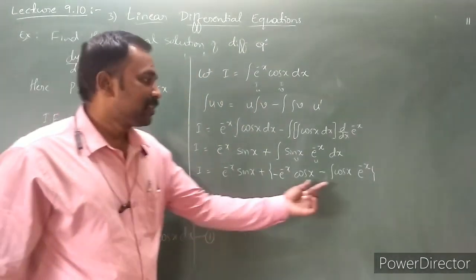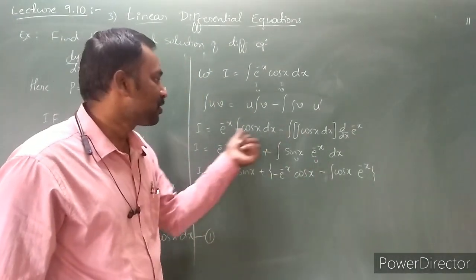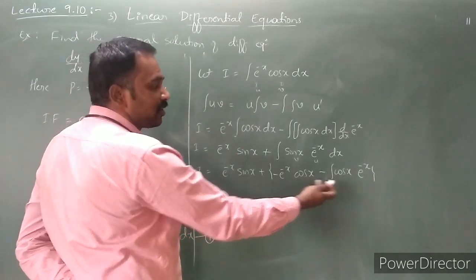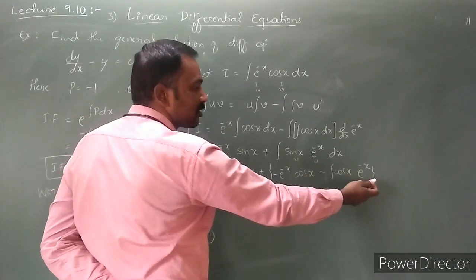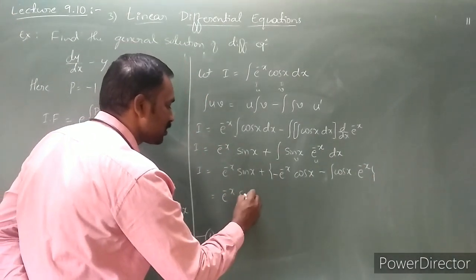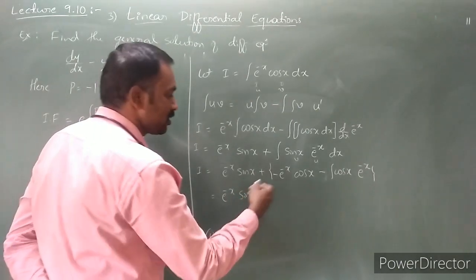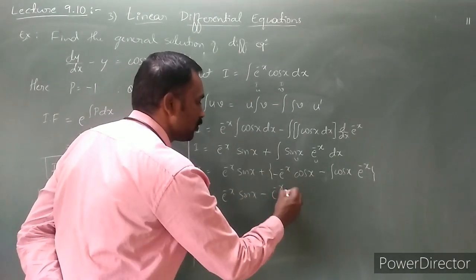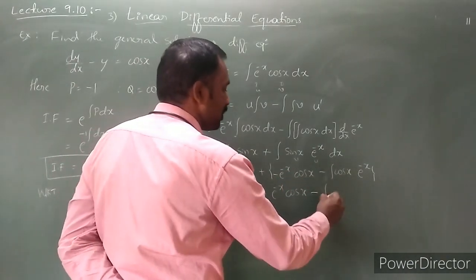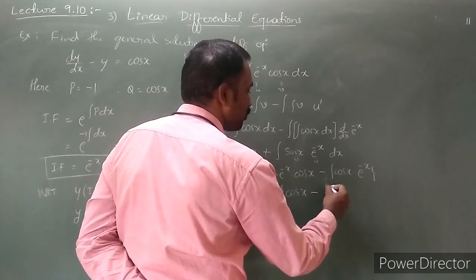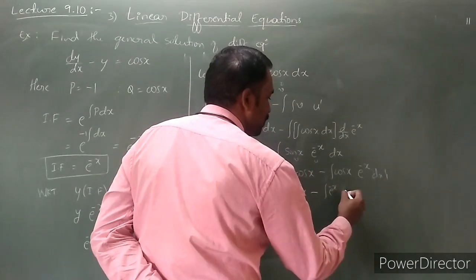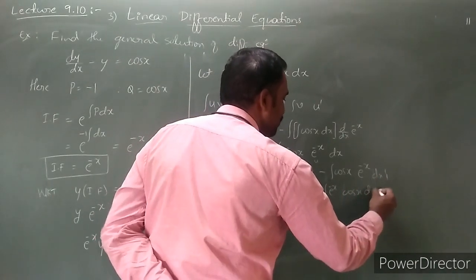Are you clear? I just skipped one step. This step I just split directly. Here, integration of the second function, integration of the second function, differentiation of the first function. Okay. Now rewrite e power minus x into sine of x. I just open the bracket, minus times of e power minus x into cos of x. Here it is minus. So integration of e power x into e power minus x into here dx is e power minus x into cos of x dx.